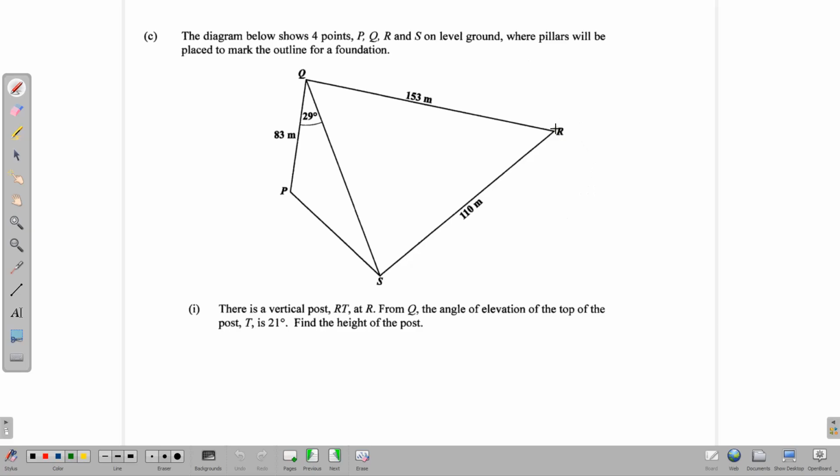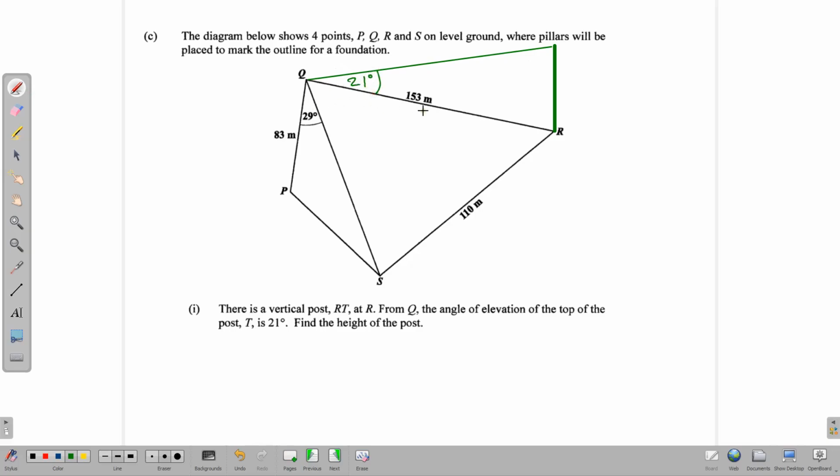So we're supposed to put a post here, and that post is RT. Now we have R, so the top of the post would be T. And so let's try to draw a post there. So the post would go here. And then the angle of elevation measured from the point Q to the top of the post, T. So measured from the point here to the top of the post there. The angle of elevation is 21 degrees.